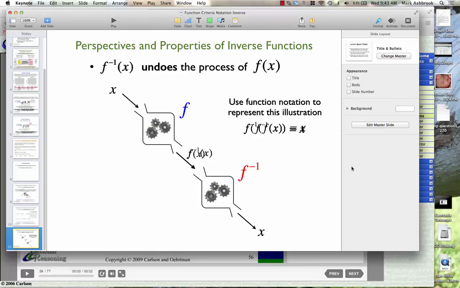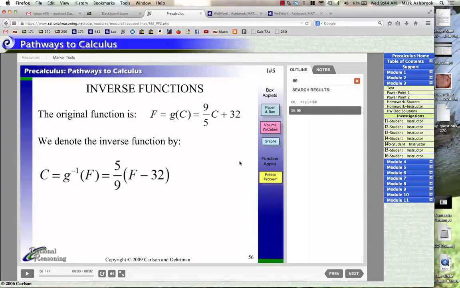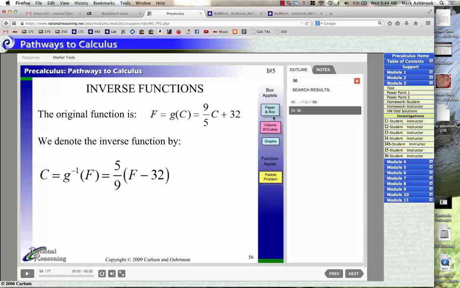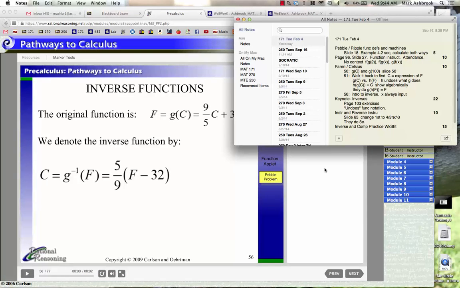Okay, so let's look at that worksheet. Oh, no, so we got something else. Where's the notes thing? Slide 65.